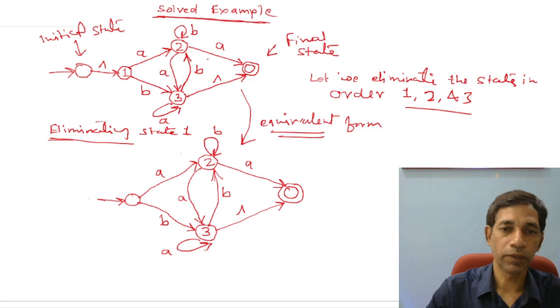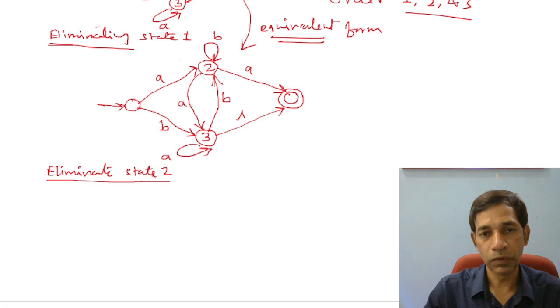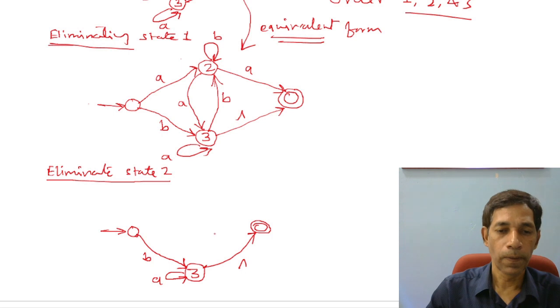That means whatever the language defined here, we are obtaining the same language defined by this equivalent form. Now we need to eliminate the state 2. So whenever we eliminate the state 2, then state 2 will not be there. The state 3 has a loop. From state 3 to the final state, we have the edge with label null. Then from the initial state to the state 3, we have the edge with label B.